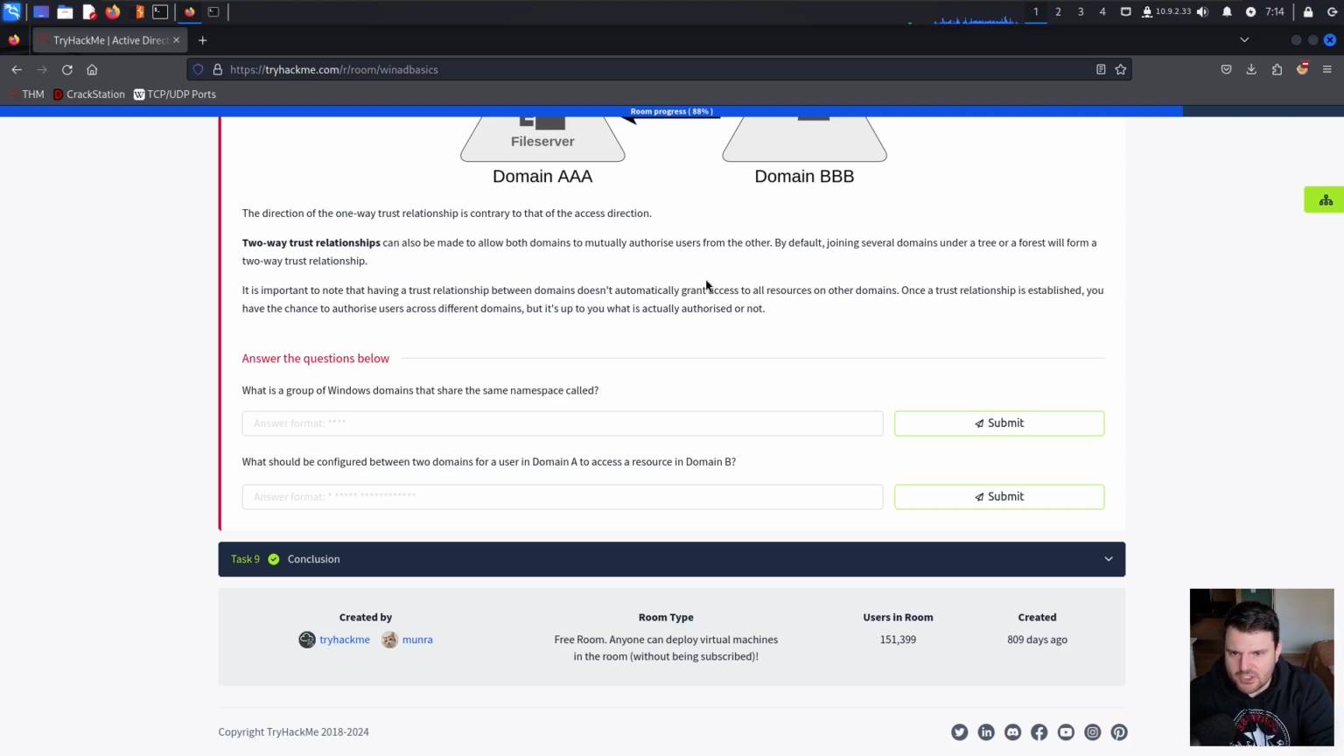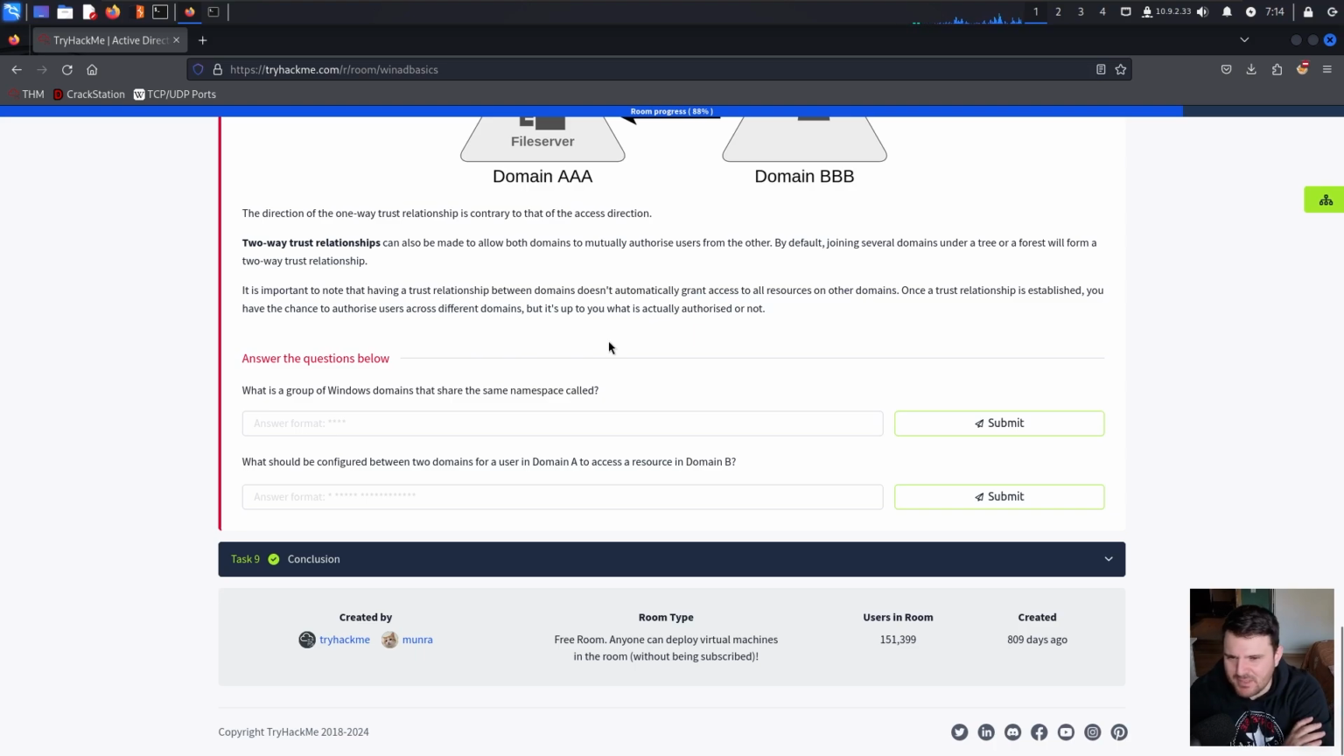Two-way trust relationships can also be made to allow both domains to mutually authorize users from the other. By default, joining several domains under a tree or a forest will form a two-way trust relationship. It is important to note that having a trust relationship between domains doesn't automatically grant access to all resources on that domain. Once a trust relationship is established, you have the chance to authorize users across different domains, but it's up to you what is actually authorized or not.